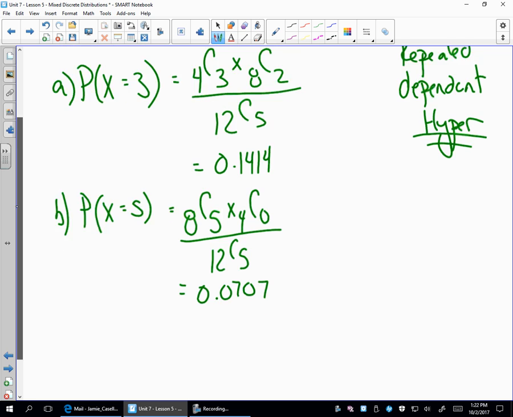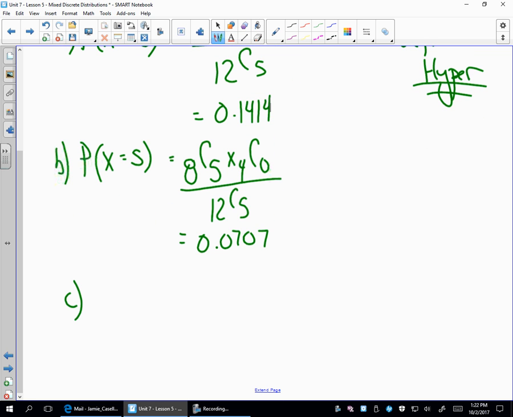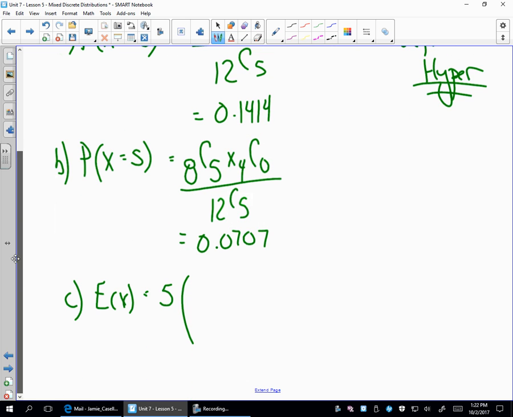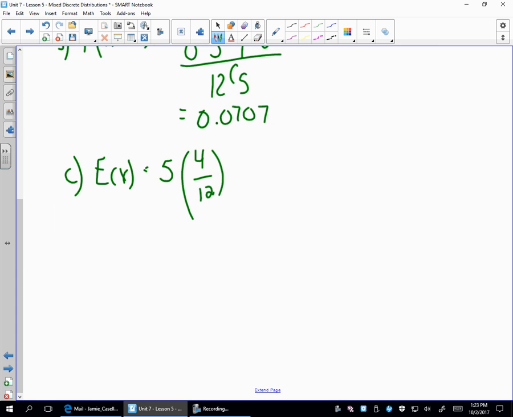How many apples should you expect to get? So our expected value, again, it's proportions. How many trials are we doing? We're doing 5. The proportion of things that are apples, well, there were 4 apples of the 12 pieces of fruit. So 4 out of 12. That's my likelihood of getting an apple. So we get 20 over 12, or in other words, 1.67. I should expect 1 or 2 apples.